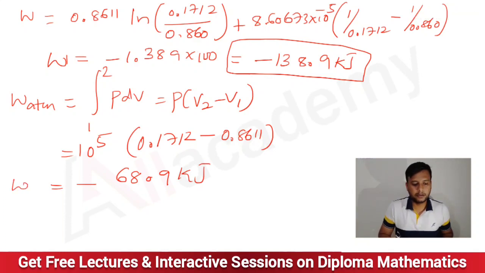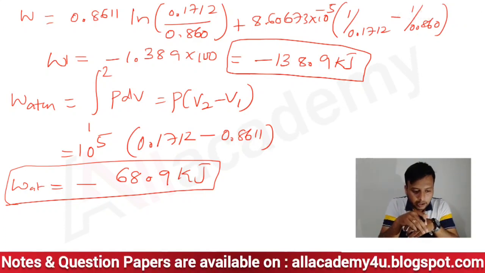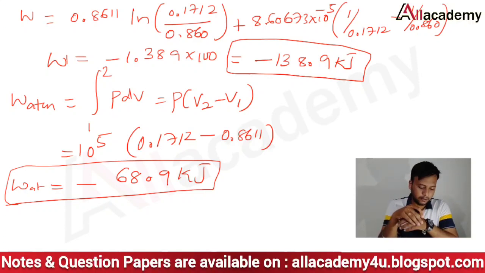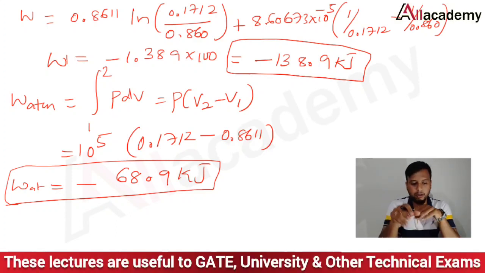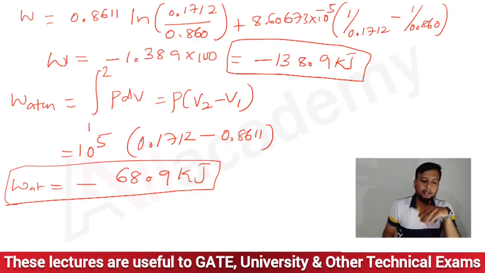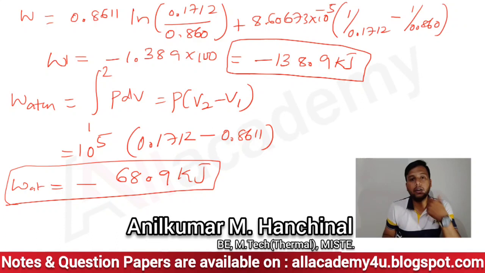Now this is the atmospheric work done on the atmosphere by the piston, for the volume change from V1 to V2. Understood? Now this is the work done by the piston for a given volume. Now this is the work done by the piston on the atmosphere.